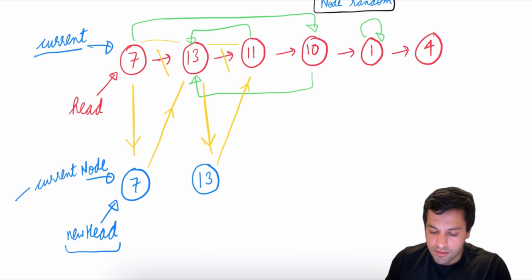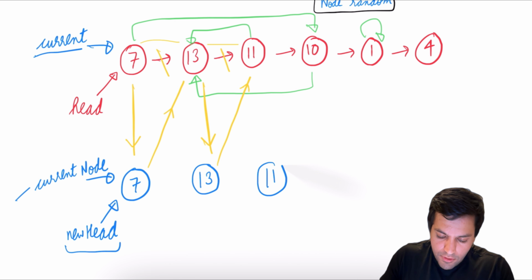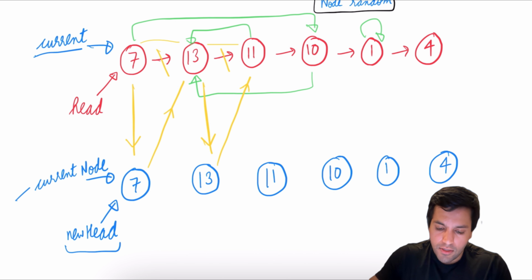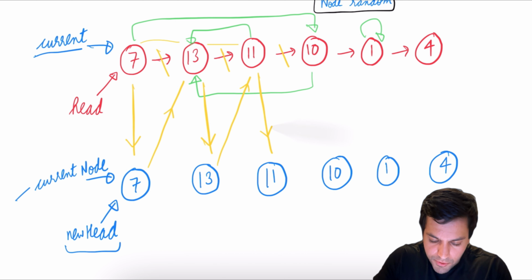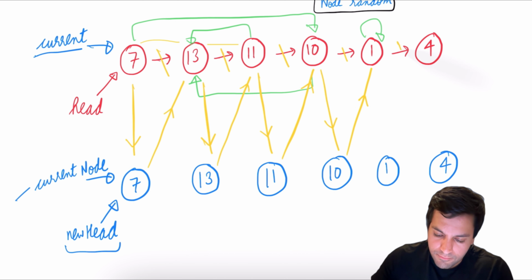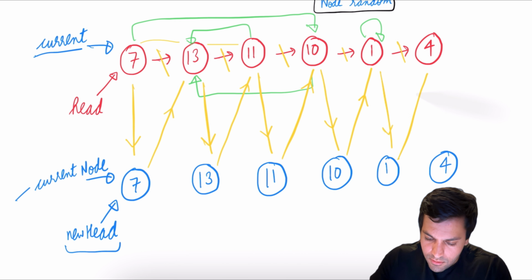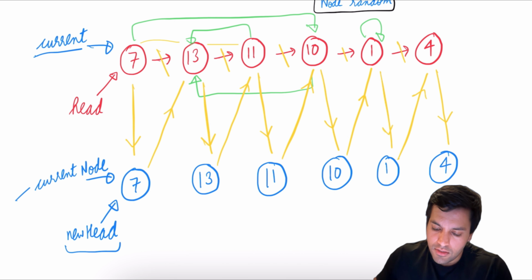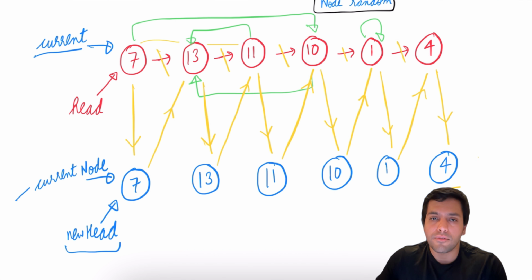Similarly, as we move on, we are going to have node 11, then node 10, node 1, node 4, and this pointer is going to come here. This one points to node 10, then 10.next points to node 10 in our new linked list, and the new 10.next points to node 1 in our original linked list, and so on. Finally, 4.next in our final linked list is going to be null. So now we have modified our original linked list. We have modified the next pointers and the random pointers remain as they are.